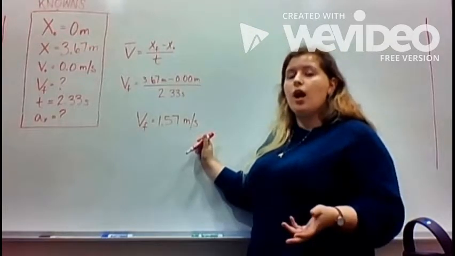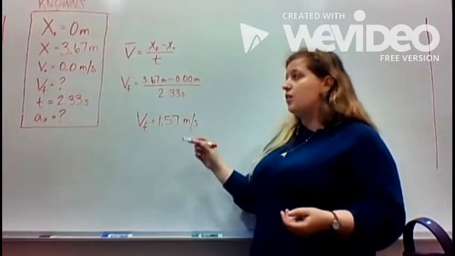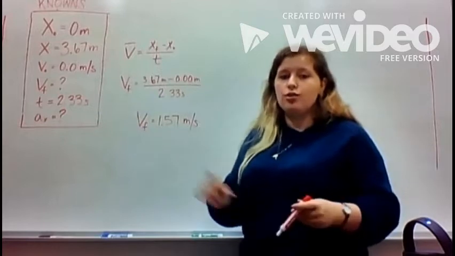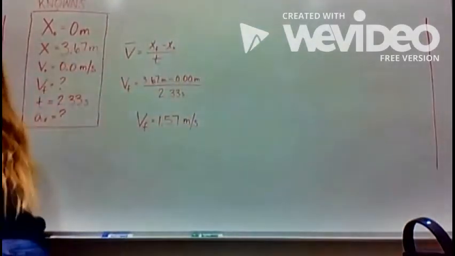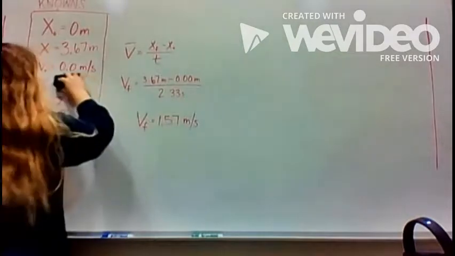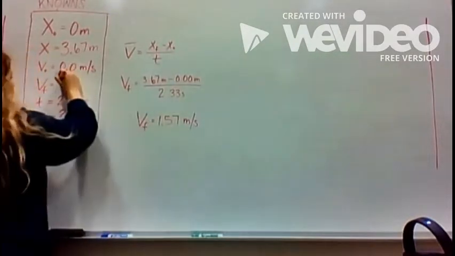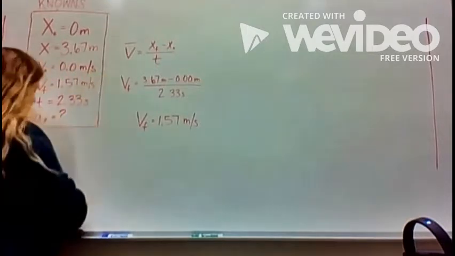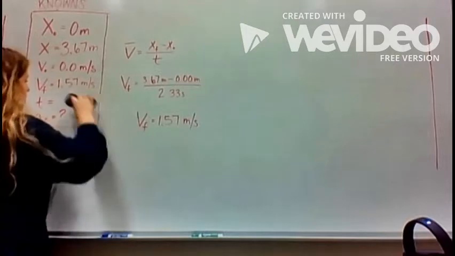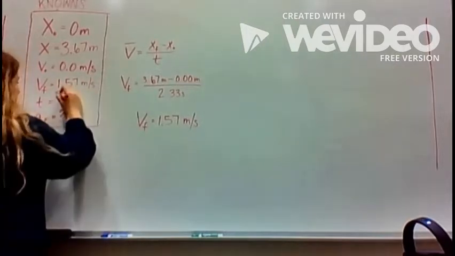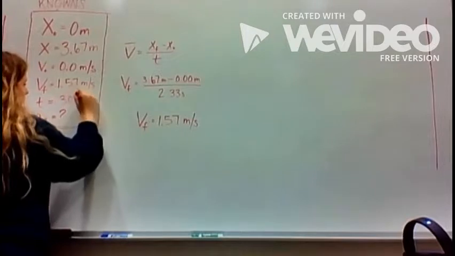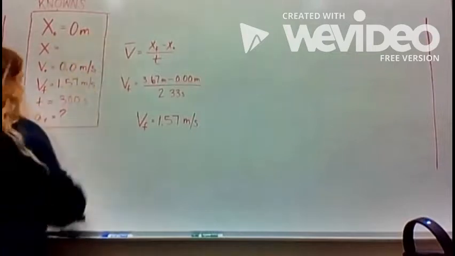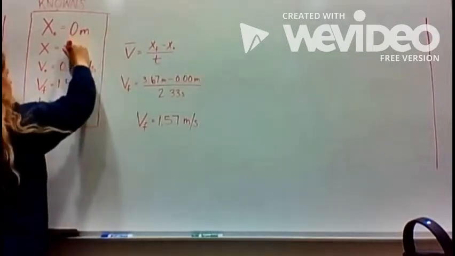So say we want to find out how far Davis would travel if he maintained this pace for, let's say, 5 minutes, which, if you convert it, is about 300 seconds. So we can go ahead and write that up here. We can change his final velocity to 1.57 meters per second. We'll change his time to 300 seconds, since we want that 5 minutes. And we don't know his final x position anymore, so we'll just erase that and put a big old question mark right there.